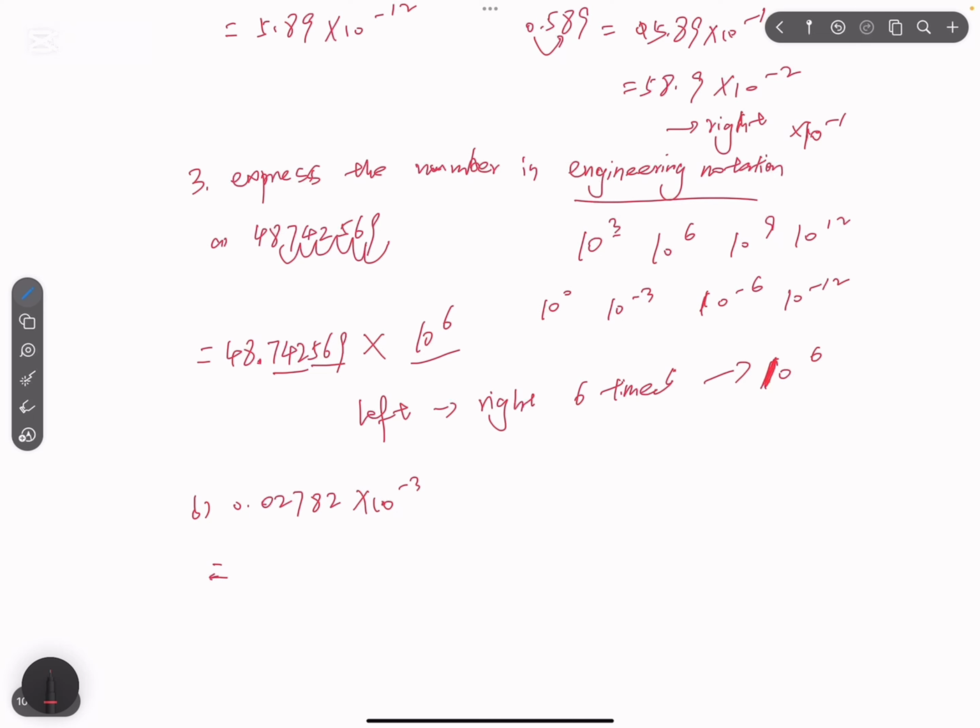So here we have a decimal number, we need to move the decimal from left to right. Then every time we move it, we need to times 10 to the minus 1. That's left to right. So here is a right to left. And when we move the decimal, it's left to right.